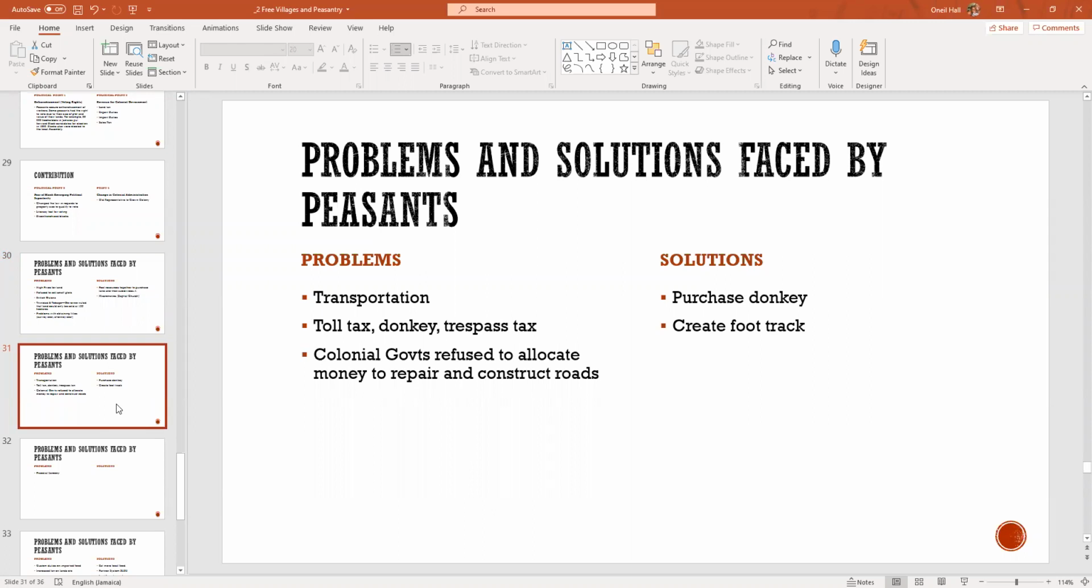Toll tax, they have to pay toll tax, donkey tax, trespass tax. So you own a donkey, you have to pay a fee to own the donkey, right? And the colonial government is going to refuse to repair the roads or construct roads. So what you're going to do now is that, one, people are going to purchase donkeys, even though you have to pay the fee, but the donkey is cheaper than paying the fee for the horse. And we are going to create a lot of footpaths, what we call shortcuts.